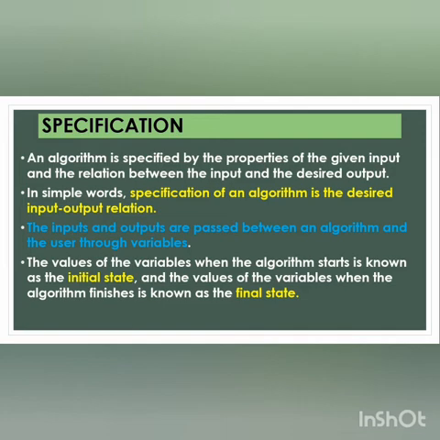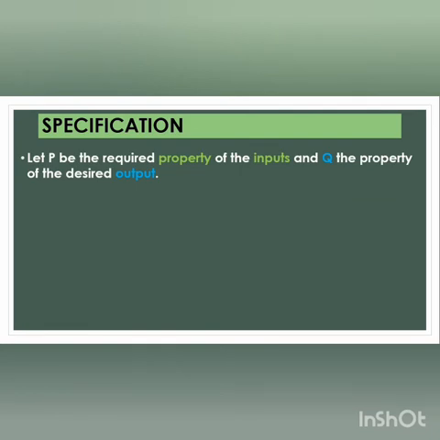We have already learnt about variables, right? A variable is a storage location. All the input and output values will be stored in that place. The values of the variables when the algorithm starts are known as the initial state. In the same way, the values of the variables when the algorithm finishes are known as the final state. Now, let's see an example. Let P be the required property of the inputs and Q be the property of the desired outputs. Then the algorithm S is specified as follows.